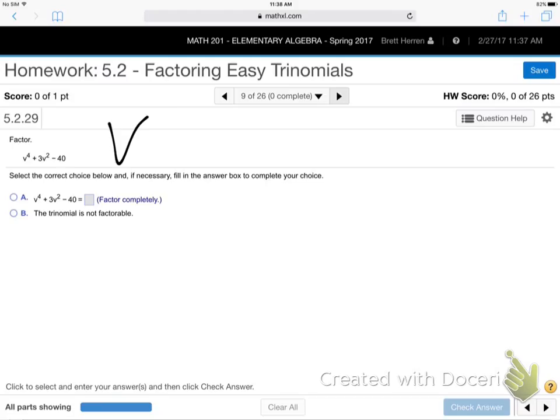Okay, so v to the fourth plus 3v squared minus 40. Same thing, except the powers are a little higher, but you can figure it out. First question, always, is there something in common to all three? Do they all three have the same letter? Do they all have a number? No. So skip the one parenthesis, nothing in common. Go right to the two parentheses.